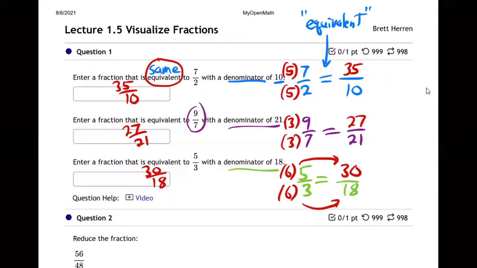In all three cases, we made an equivalent fraction. We changed the way the fraction looks, but it's really the same. It's really equivalent because we did it by multiplying top and bottom by the same number every time. That way we didn't really change the fraction. We just made an equivalent fraction. So there we go.